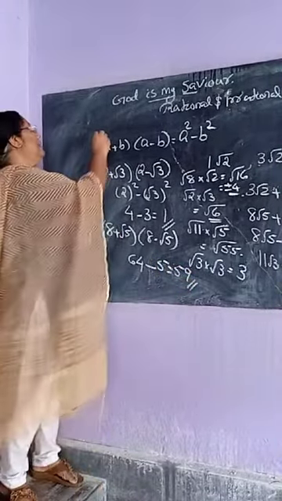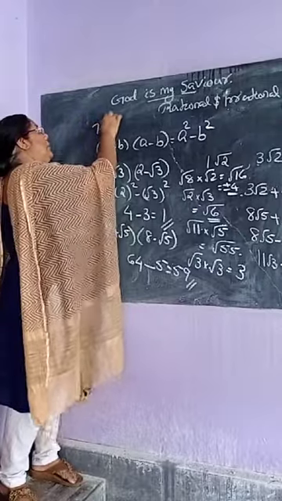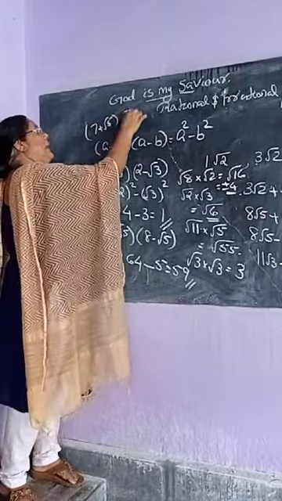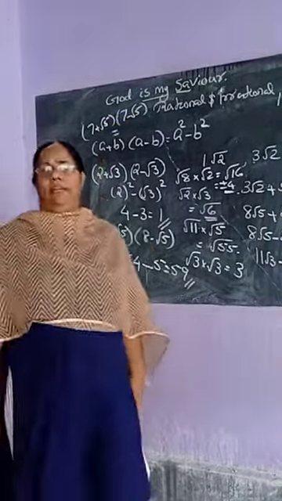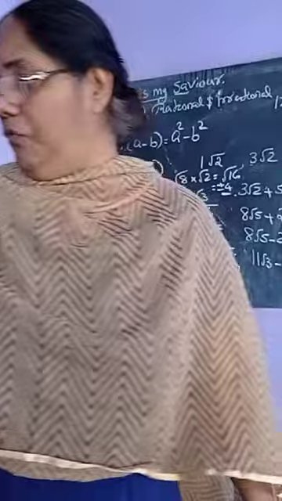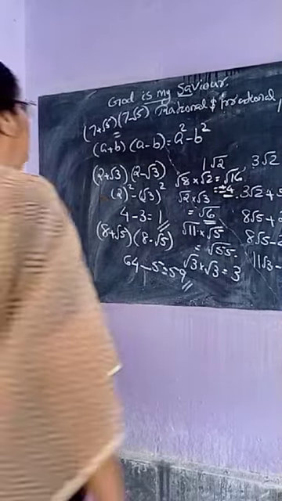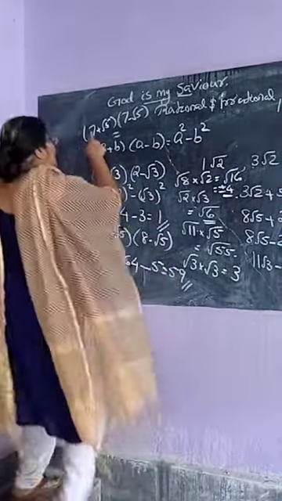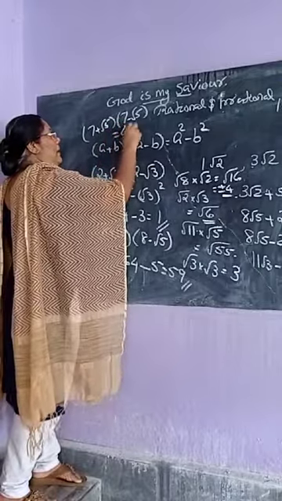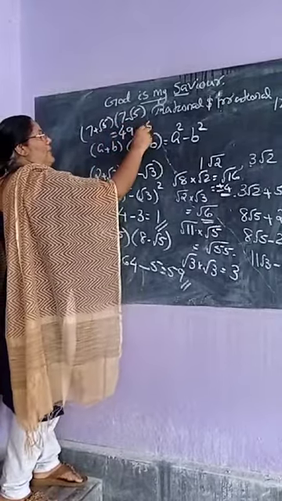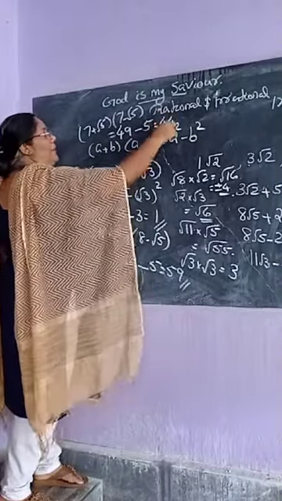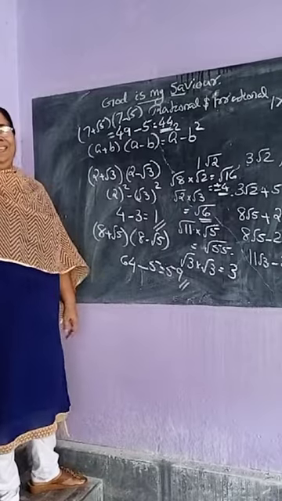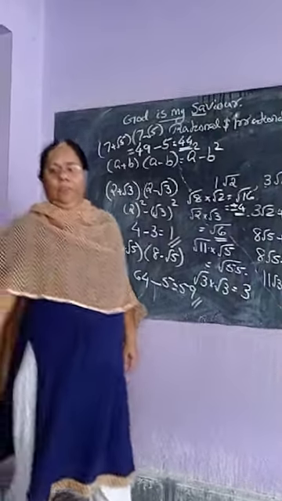Then one more question. 7 plus root 5 into 7 minus root 5. Do it. What is 7 plus root 5 into 7 minus root 5? That is 7 7s are 49 minus root 5 into root 5, which is 5. What is 49 minus 5? That is 44. Very good. Okay. Now, write the next one.